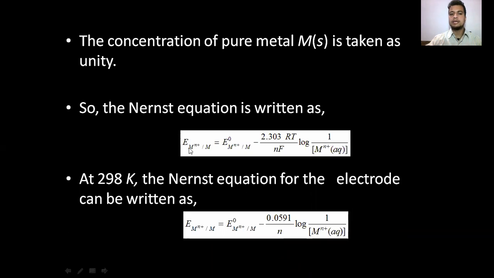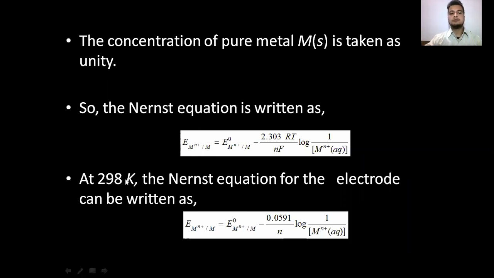So E of M^n+/M will be equal to E naught M^n+/M minus 2.303 RT/nF log of 1 by [M^n+]. Why are we writing 1? Because the concentration of pure metals is always taken to be unity in electrochemistry.